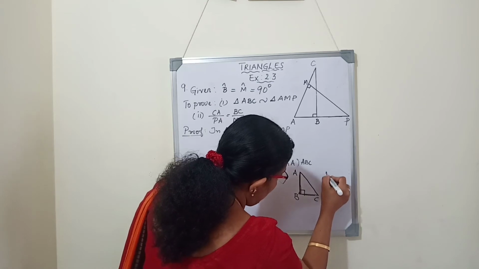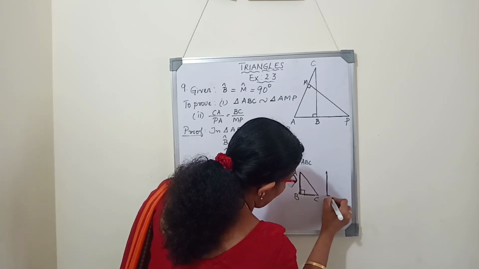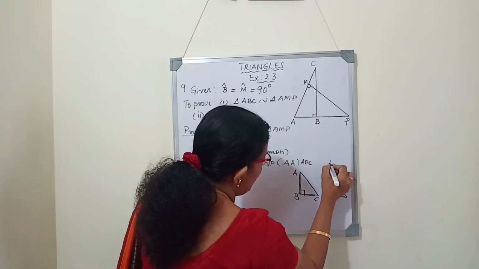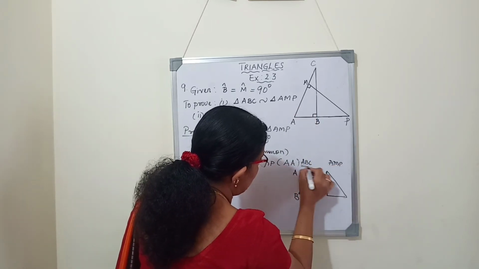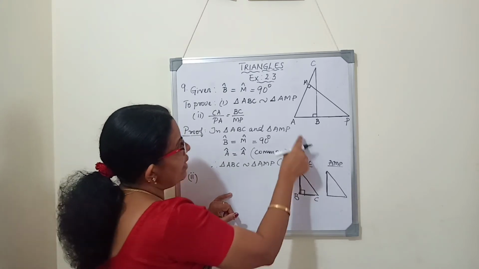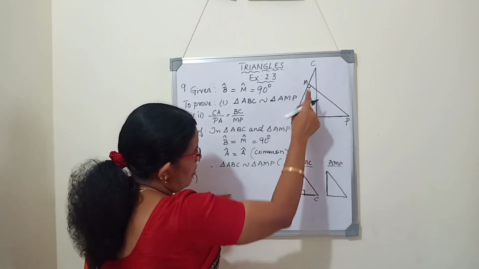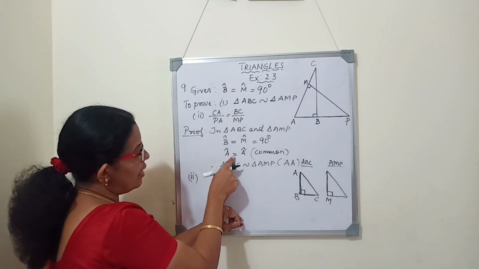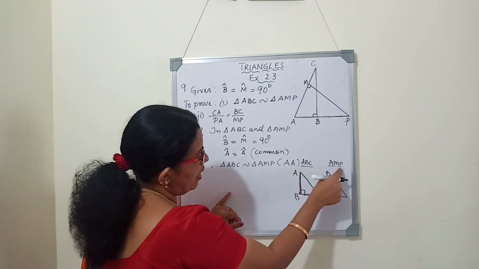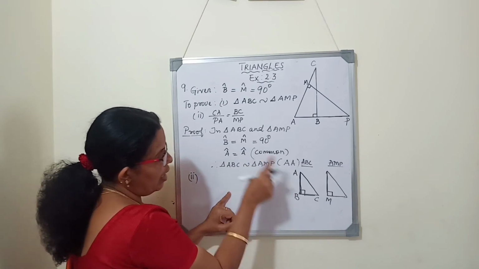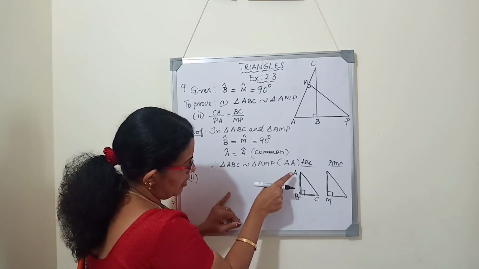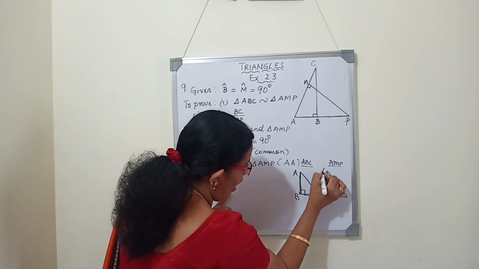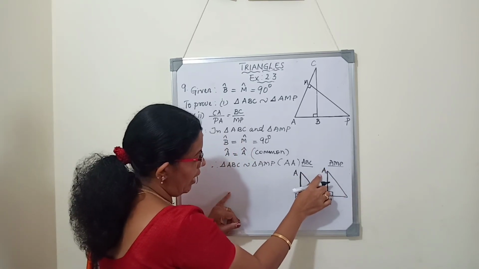One more triangle we have to draw, a right angle triangle. The name of the triangle is AMP. Here I'll write AMP. This is ABC and this is AMP. In triangle AMP we know that M is 90 degrees, so we have to write M here. And we already wrote that in both triangles ABC and AMP, angle A is a common angle. So while writing the letters, A is the common angle. Here I had written A, so you have to write A for the second triangle also.